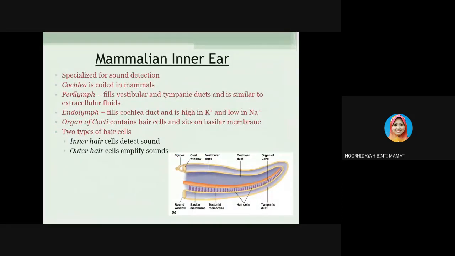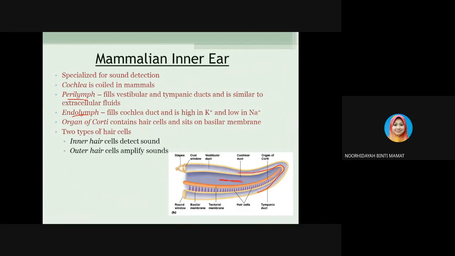In the mammalian inner ear, the inner ear in mammals is specialized for sound detection. So they have the cochlea. The cochlea is a coil in mammals. They also have the perilymph and endolymph. The perilymph fills the vestibular and tympanic ducts, as you can see from this. So this is the tympanic duct, and it's similar to the extracellular fluid. While the endolymph fills the cochlear duct, and is high in potassium and low in sodium.